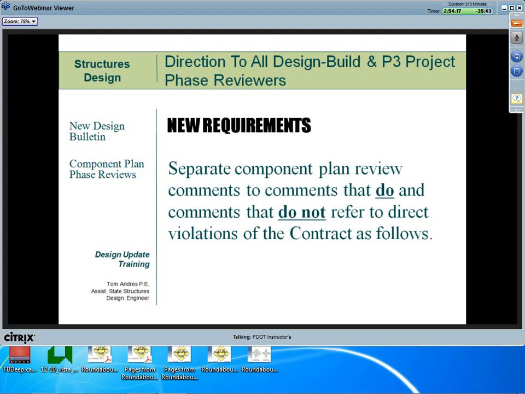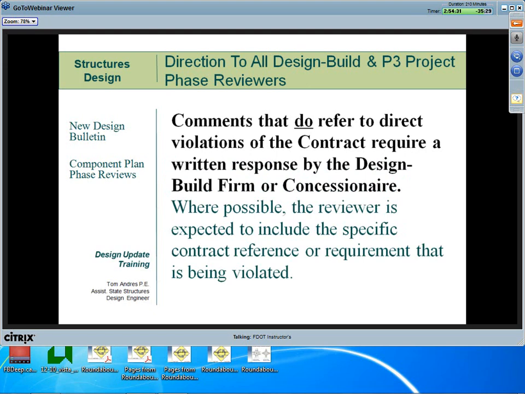In the future, all reviewers will be required to separate component review comments to those comments that do and comments that do not refer to direct violations of the contract as follows. Comments that do refer to direct violations of the contract require a written response by the design build firm or concessionaire. Where possible, the reviewer is expected to include specific contract reference or requirement that is being violated in the comment.